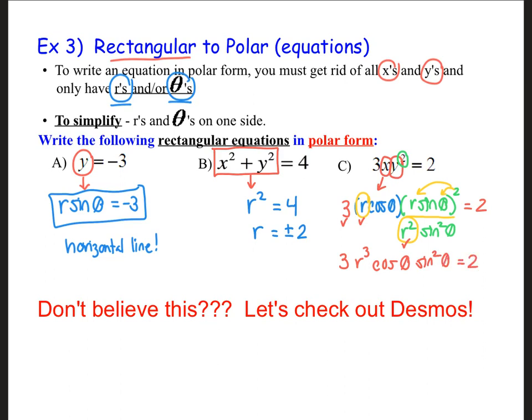Now, as long as we have all of our r's and thetas on one side of the equation, then we know that this equation is simplified. It looks a little bit complex. One more thing that we could do is to divide both sides by 3 in order to isolate the r and the thetas. So we could write it as r cubed cosine theta sine squared theta equals 2/3.